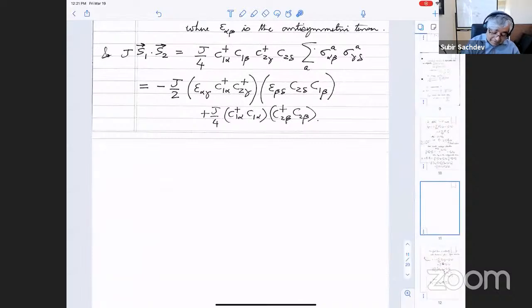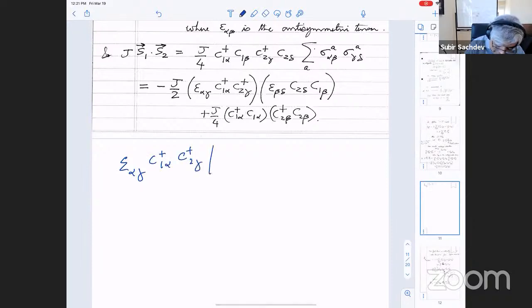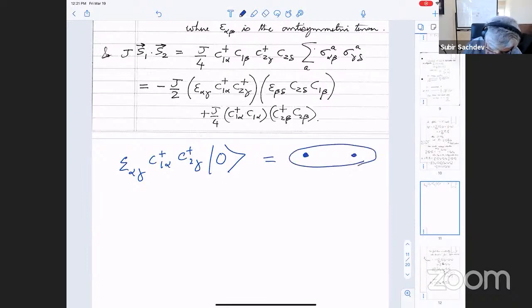So what is this object? If I create the state here, which is epsilon alpha gamma C dagger 1 alpha C dagger 2 gamma acting on the vacuum, we can write it this way. It's like a singlet pair or a dimer. It's basically the state, no 1/√2, up down minus down up. So this is a singlet pair of electrons that it creates out of the vacuum.